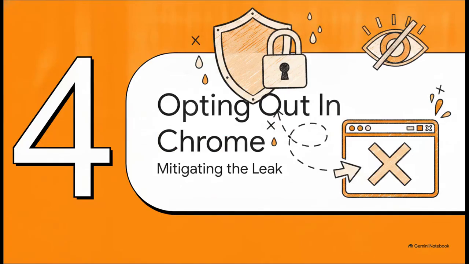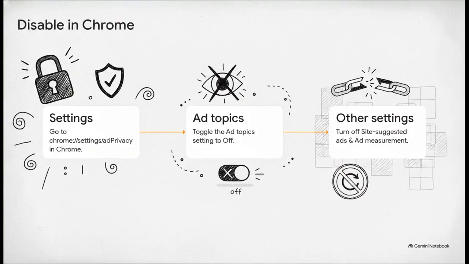Section 4. Opting out in Chrome and mitigating the leak. If you're running a standard Chrome installation, you actually can restrict this local topic calculation pretty quickly. Step 1, just navigate to chrome://settings/adPrivacy right in your address bar. Step 2, click on Ad topics and toggle that setting to off. And step 3, go back to the main ad privacy menu and make sure you also turn off site-suggested ads and ad measurement. That's going to block the complementary tracking features.